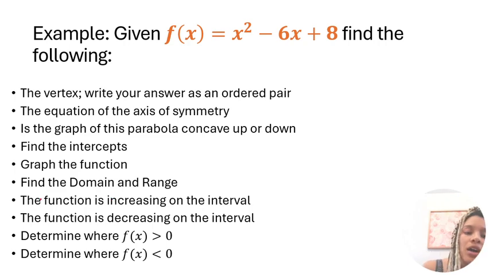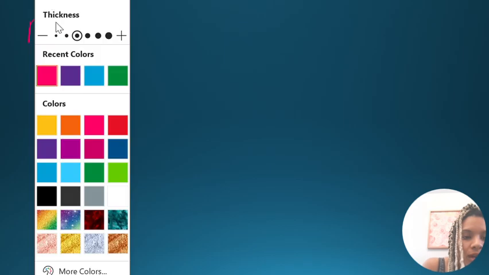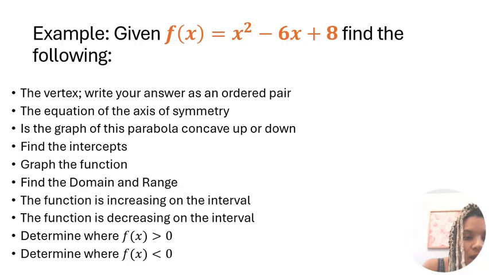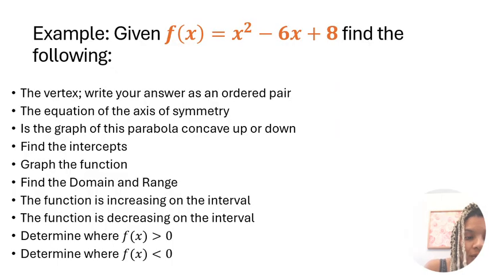Okay, so let's first start. Let me go ahead and write it down. So we have f of x equals x squared minus 6x plus 8. All right, so the first thing that we need to find is the vertex.